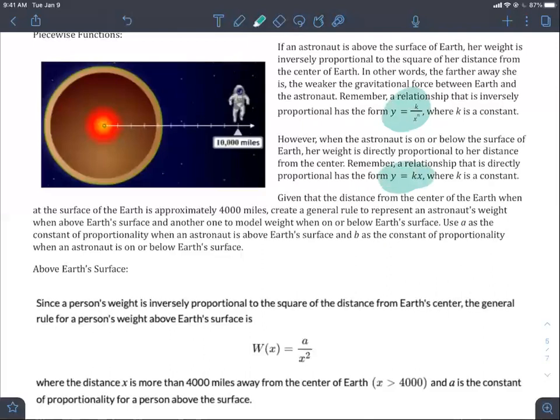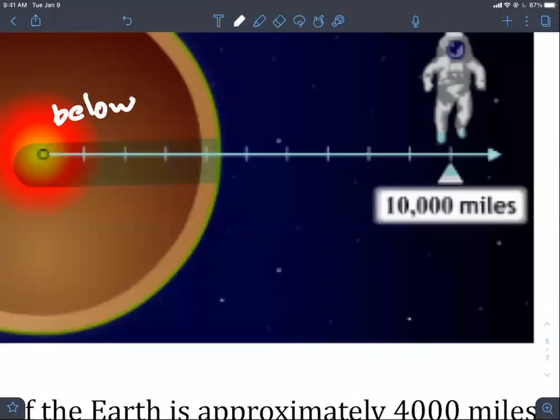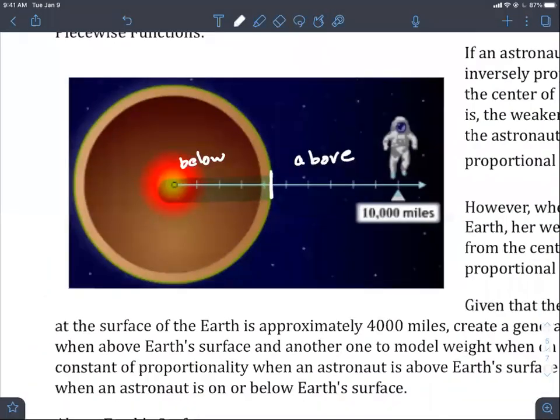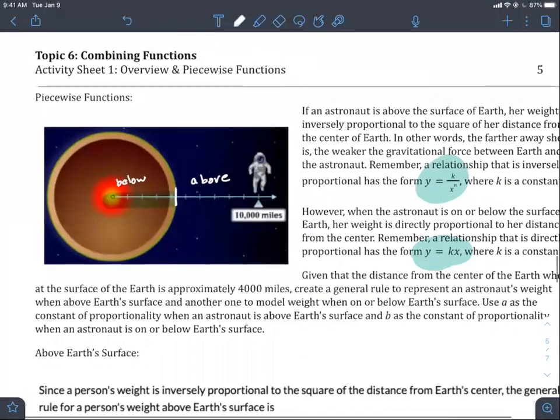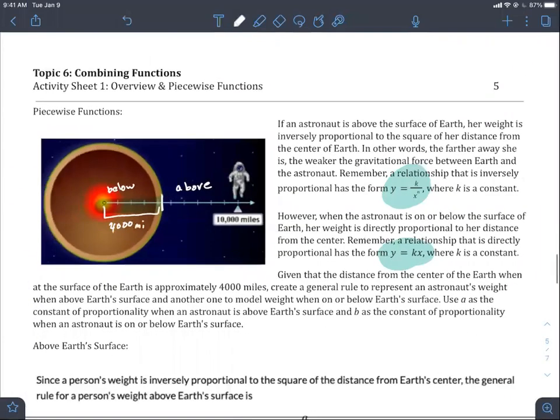Okay, so given this, we have the fact that Earth's surface technically is a midpoint because the Earth has a surface. It also has a center. So we have segments. Actually, I'm going to go with white. We have below and we have above with this kind of clear boundary line of the surface. Now, from the center to the surface is approximately 4,000 miles. Okay, it's approximately 4,000 miles from the center of the Earth to the surface.